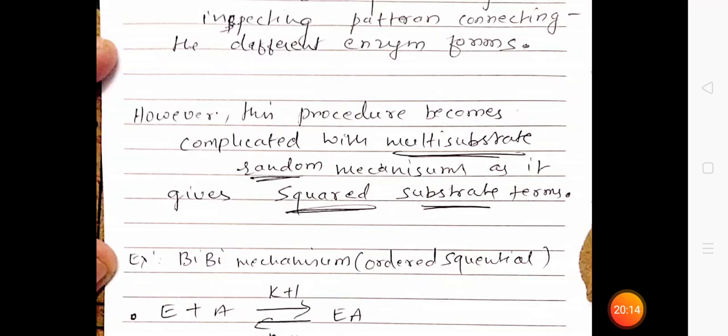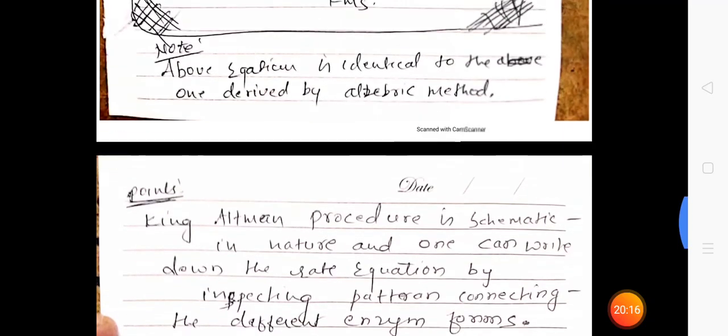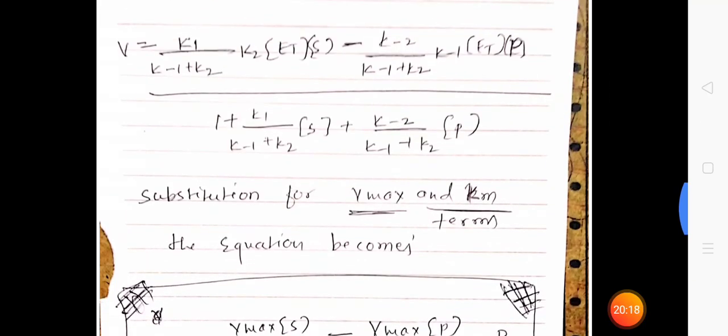So this covers the King-Altman procedure, which may be asked as a mass question. Go through these slides, and these are the notes also. You can refer to these notes, which are enough for your syllabus.